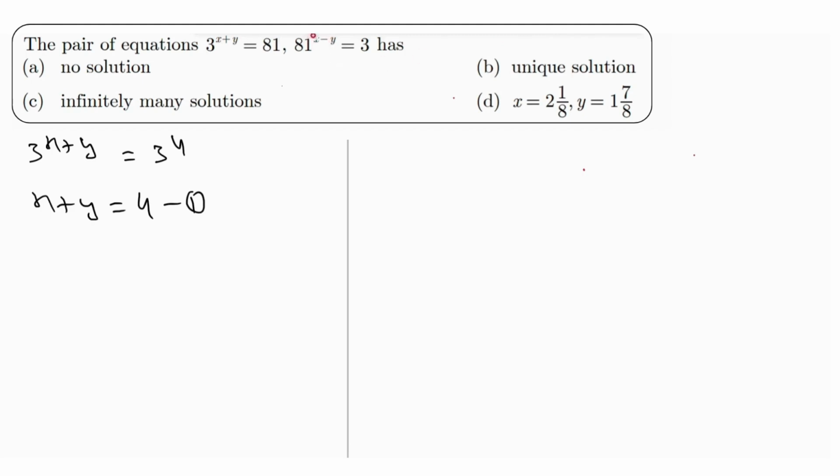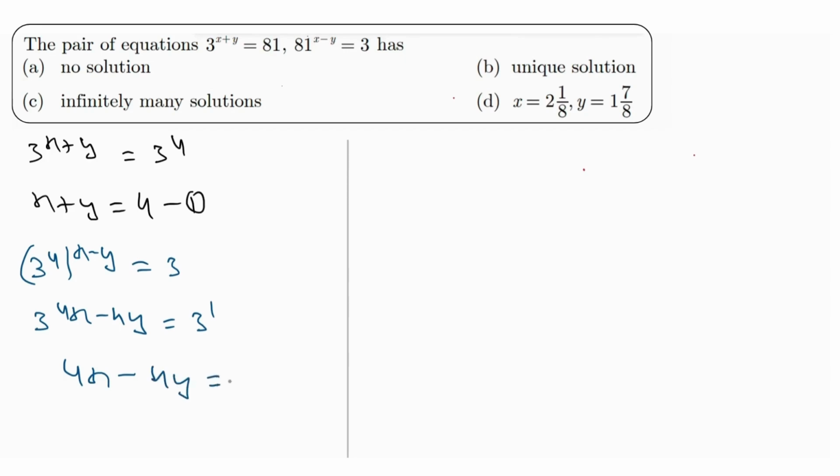Now next we are going to write this 81 as a power of 3. So this can be written as what? 3 raised to the power 4, and we have a whole power x minus y, and the RHS is 3. Now same we are going to do over here, but before that we need to open this bracket. As you know that these powers will be multiplied, so 4x minus 4y equals 3, and 3 can be written as 3 raised to the power 1. Now equating their power, we can say that 4x minus 4y equals 1. So this is our second equation.